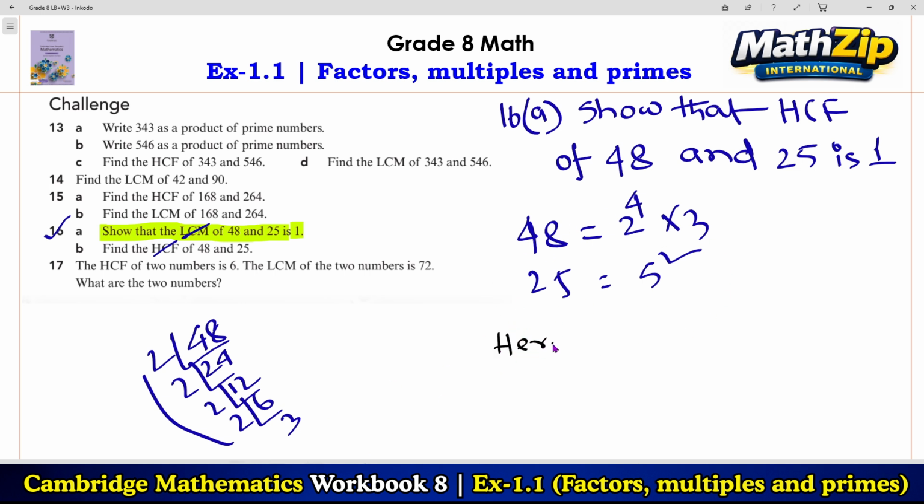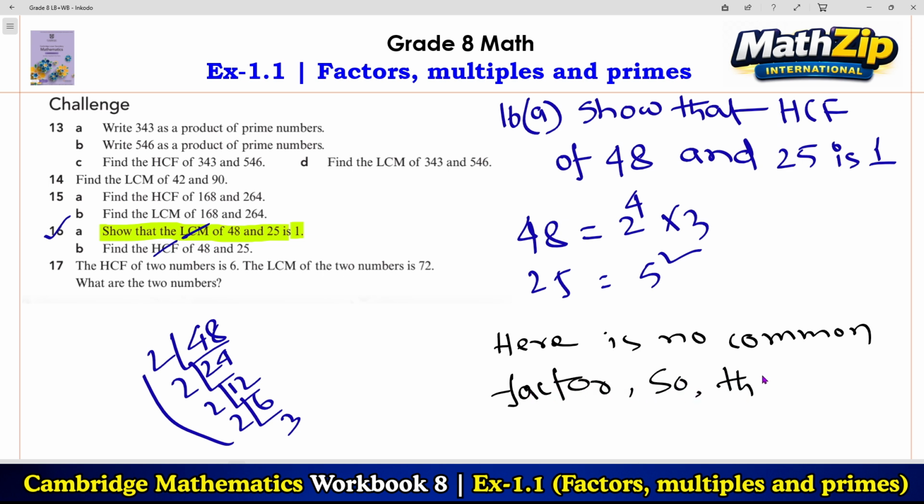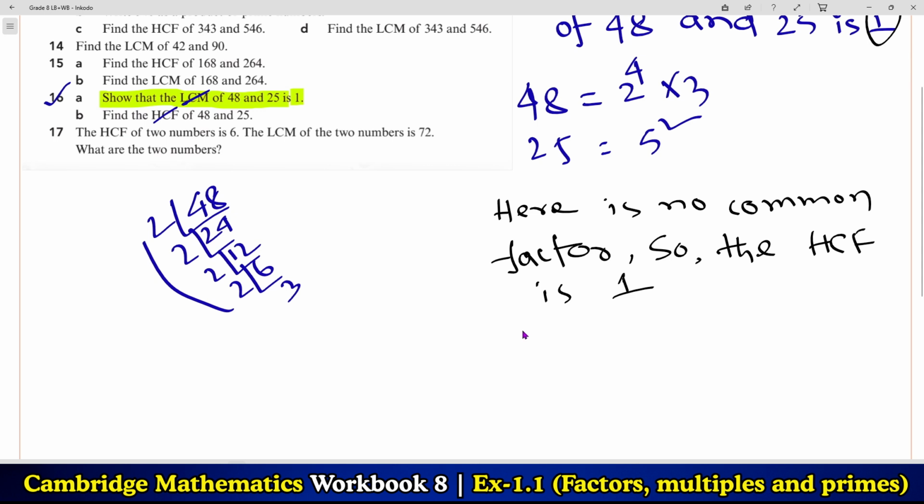Here there is no common factor. So the HCF is 1. We have proved this one. Now number 16b.